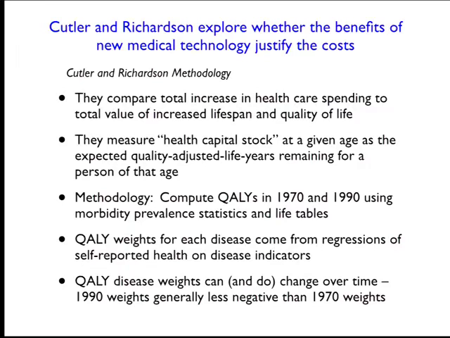So that's the third way in which this aggregate quality of life year measure can move around. Basically, the weights themselves, the coefficients themselves, could change over time, and that's what they find. So when they run the regression using the 1990 data, they find that these coefficients are generally less negative than the same coefficients in 1970. So it seems as if there's less disutility associated with a lot of the diseases than there used to be at that point.